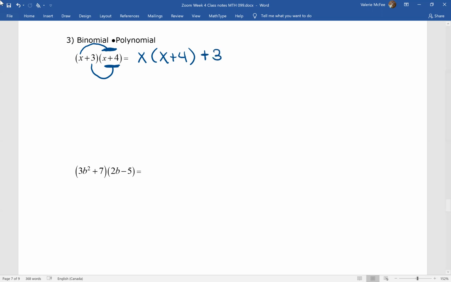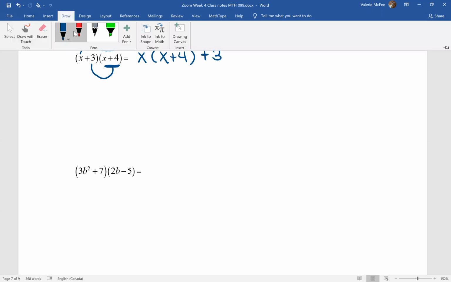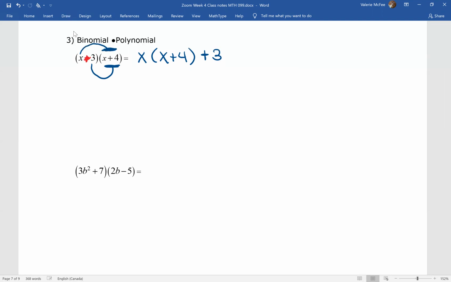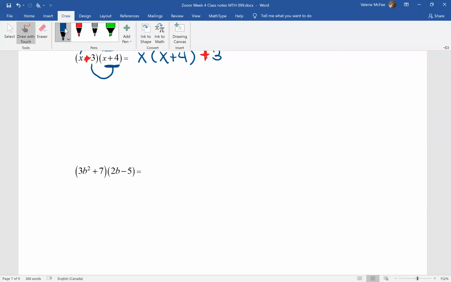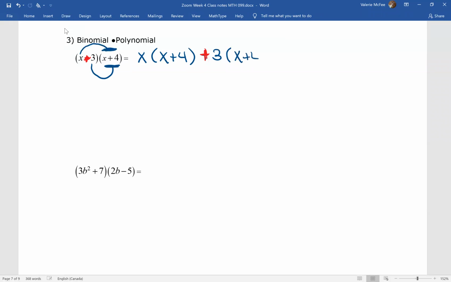Now let me be really clear about that because people make a small mistake here. This is a plus 3, so you have to write a plus 3 here, times the second bracket. x times the second bracket plus 3 times the second bracket. Now we just open the brackets using that distributive property again.